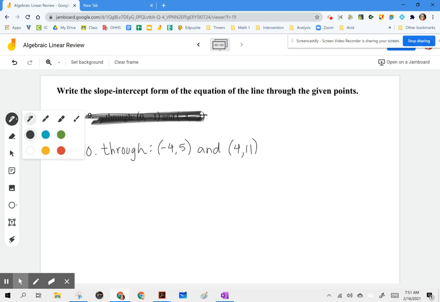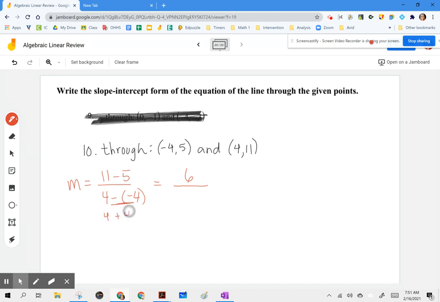And then, okay, let's go ahead and look at, remember the first step is to identify the slope. So I'm going to have 11 minus 5 over 4 minus -4. So 11 minus 5 is going to give me a 6. I've got a double negative here, which makes this 4 plus 4, which is 8. Then I just simply need to reduce that. So if you're having trouble reducing, just think about what's a number that goes into 6 and 8. They're both even. You can divide by 2. And so we end up getting 3/4 as our slope.